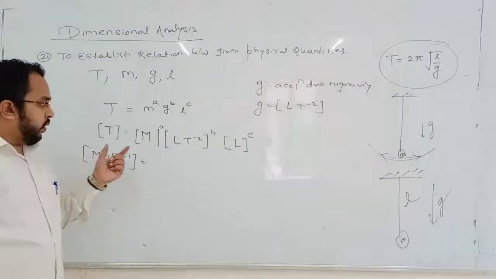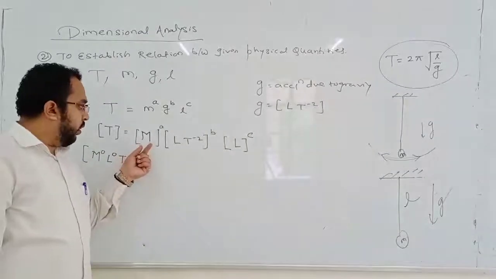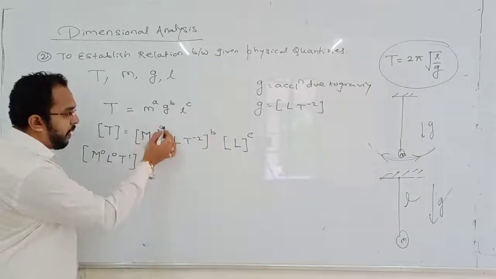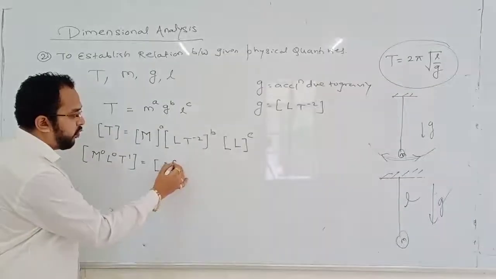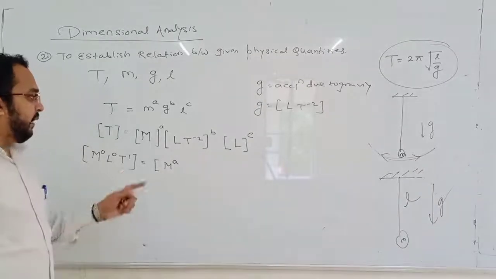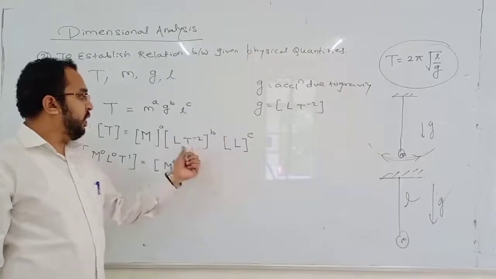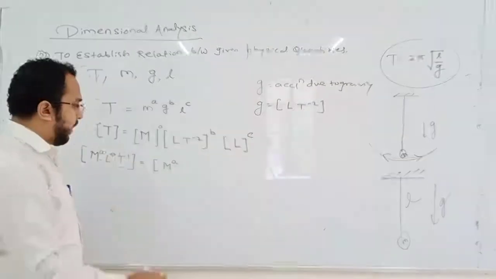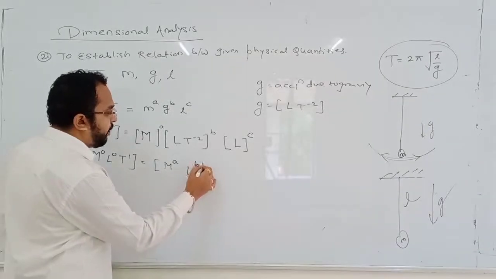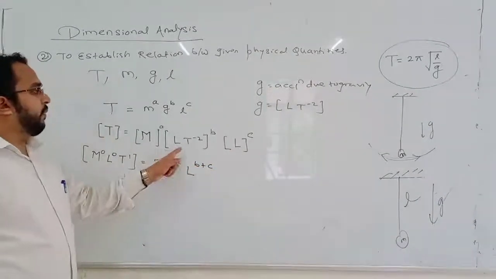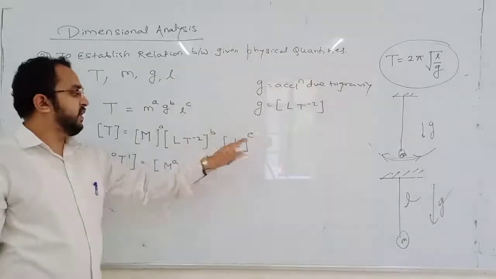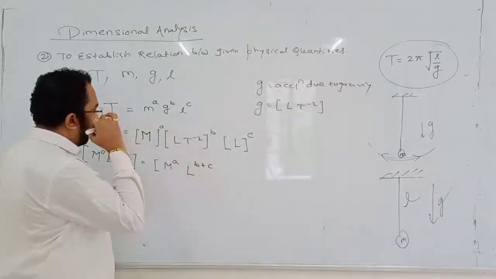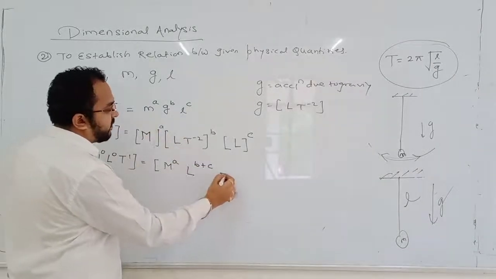Now see here, M appeared only once. So that means M to the power A. L appeared twice. So that means L to the power B and L to the power C. So I can write L to the power B plus C. That means L to the power B plus C. And time appeared only once, that is minus 2b.